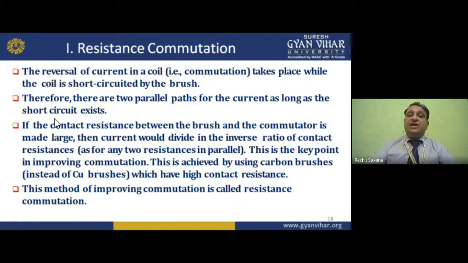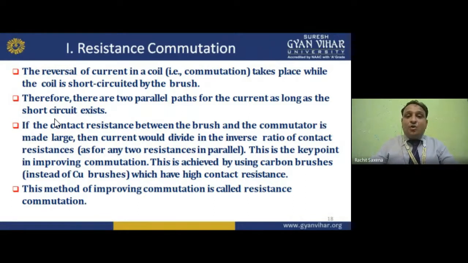Reversal of current in a coil, that is commutation, takes place while the coil is short circuited by the brush. I hope you understand. Therefore, there are two parallel paths for the current as long as the short circuit exists. Current will always flow through the path in which we have the low resistance.